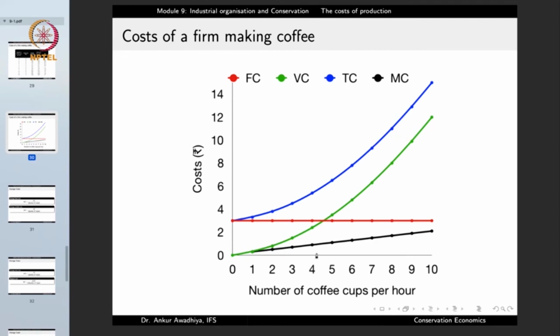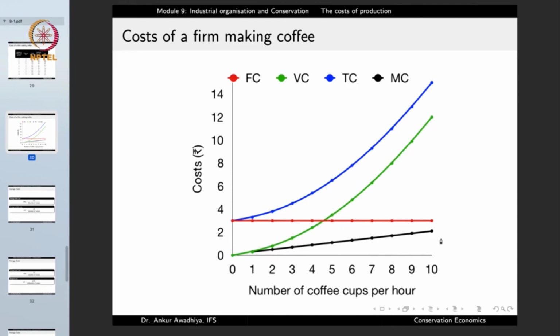And when we look at marginal cost, we are asking the question, what is the difference from this point to this point in terms of cost? What is the difference from this point to this point in terms of cost? And in this case, we are observing that the marginal cost is increasing.